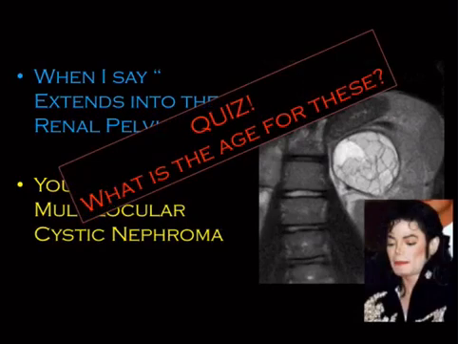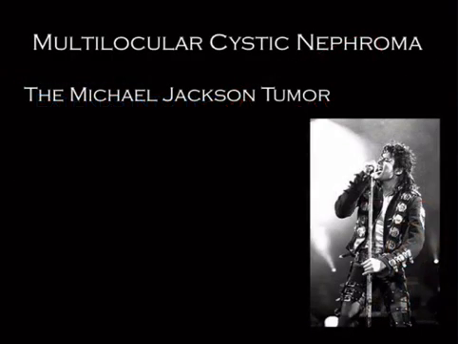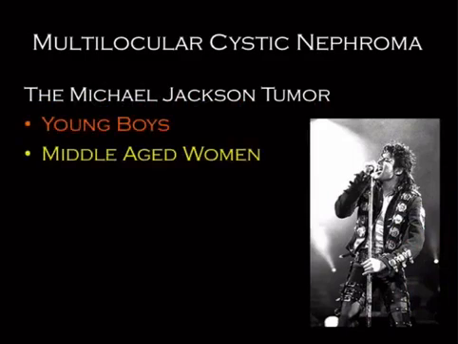So they are the Michael Jackson lesion. Who does Michael Jackson like, or did he like? He liked young boys and middle-aged women. So it's the same epidemiological trivia for multilocular cystic nephromas. M for Michael.